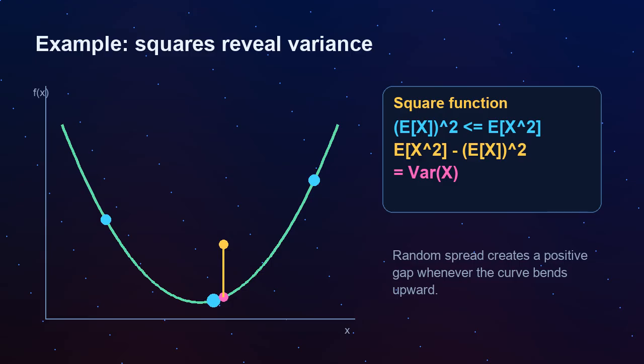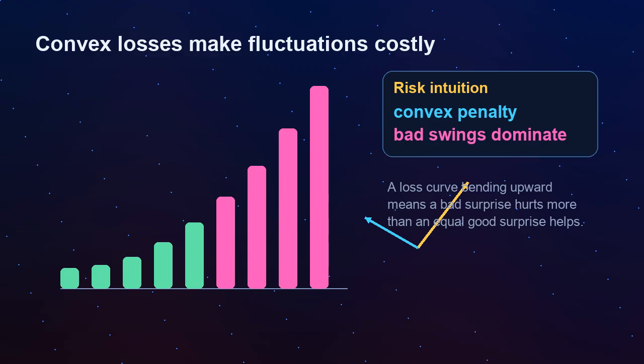That is Jensen. For many possible inputs, repeat the same idea. The center of mass of points on a convex graph must sit above the graph at the center of mass of the x values. A classic example is the square function. The square of the average is at most the average of the squares.